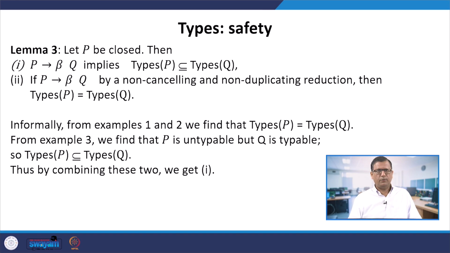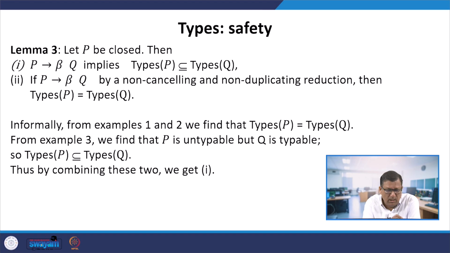Now this is coming from the subject expansion theorem, the second one. But the first one is general, meaning the reduction is not necessarily restricted; it can be an arbitrary reduction. In that case, we said types of P will always be a subset of types of Q.